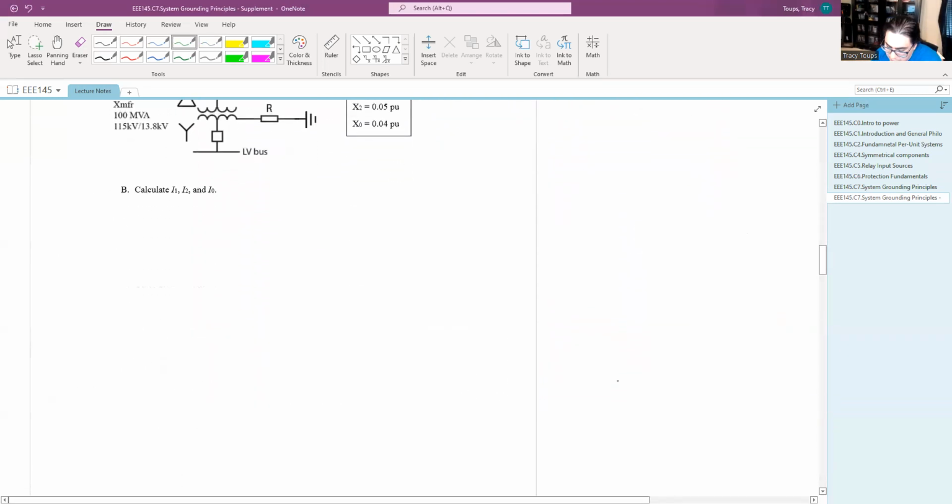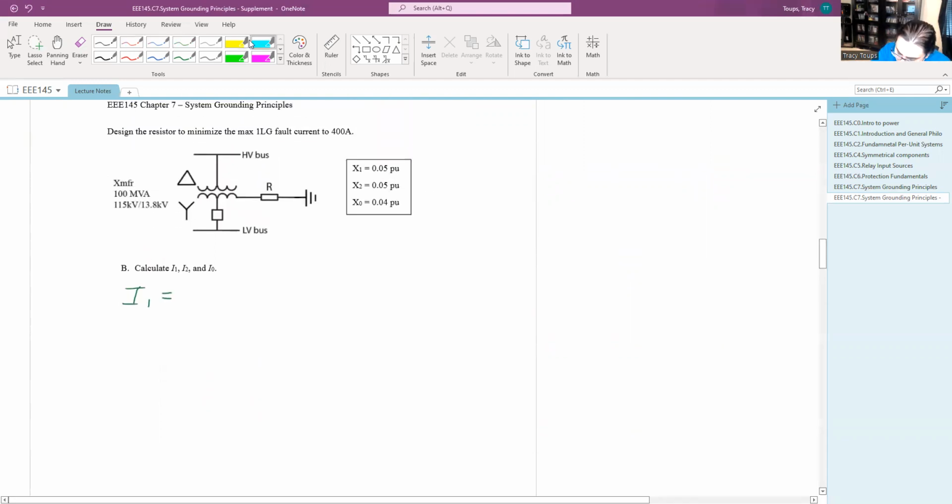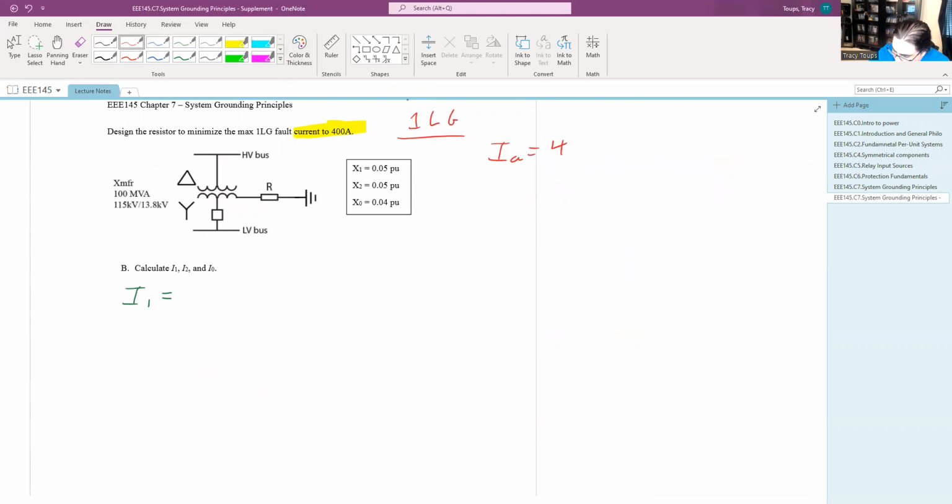Let's go to step number two. We need to calculate what I1, I2, and I0 are, because that's what we're working with in the sequence network. Now, remember, our fault current we said is 400 amps. For a single line to ground fault, only one phase is faulted, which is A phase. The A phase is 400 amps. During this fault, B phase fault current is 0 amps. C phase fault current is 0 amps. The only fault current that I want to see on a single line to ground fault is to limit IA to 400 amps.